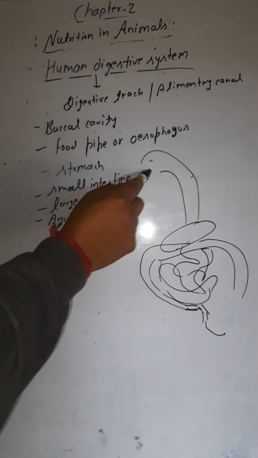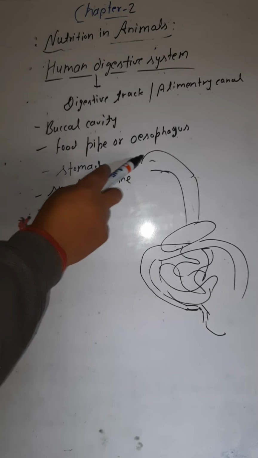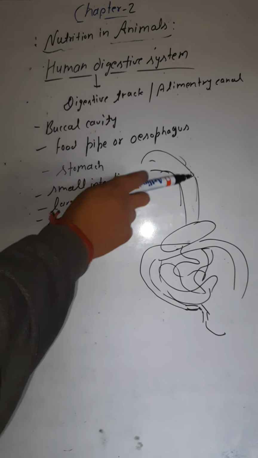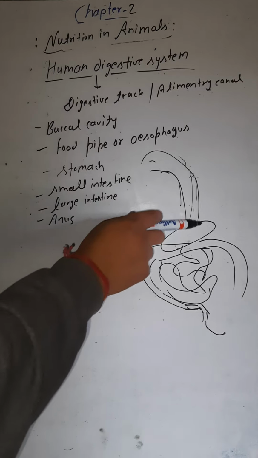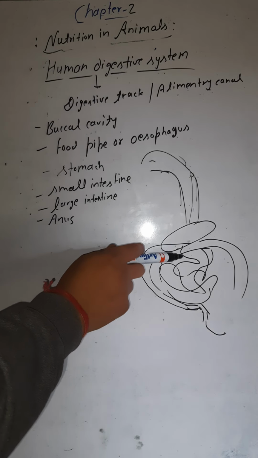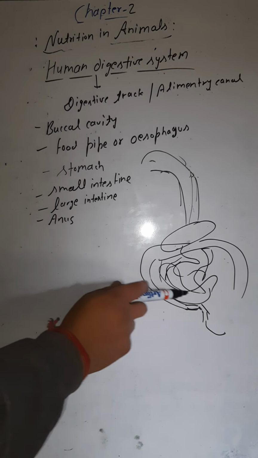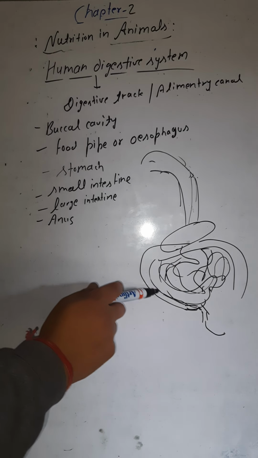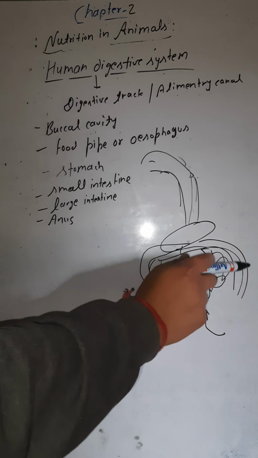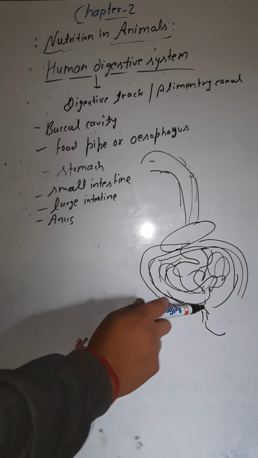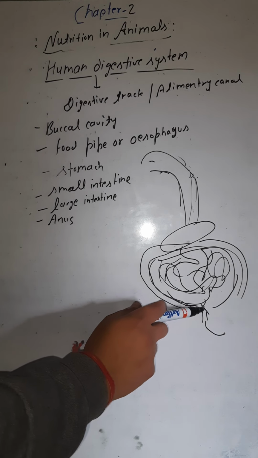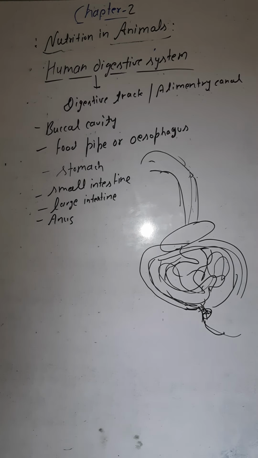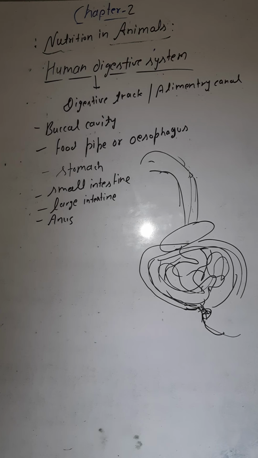So first our food goes into the buccal cavity, then with the help of the food pipe, also known as the esophagus, it moves down into our stomach, and from the stomach it moves into our small intestine, and then from the small intestine into the large intestine. This large intestine ends in the rectum, and from here the undigested food comes out from the anus. Are you getting this? So this is how the human digestive system works.